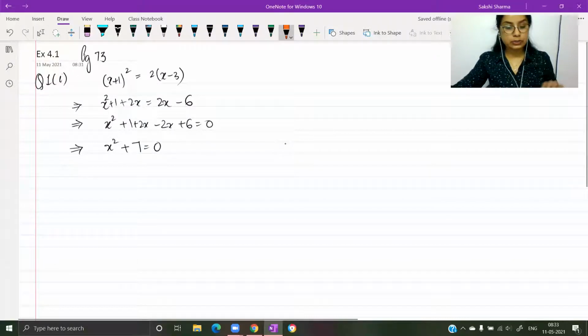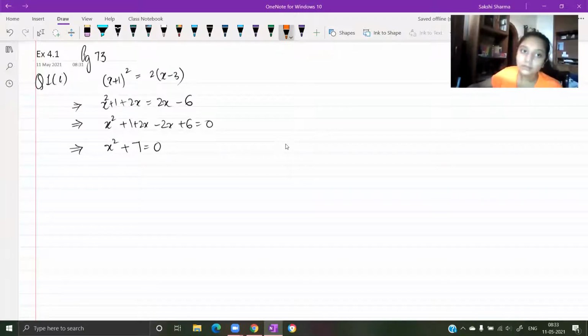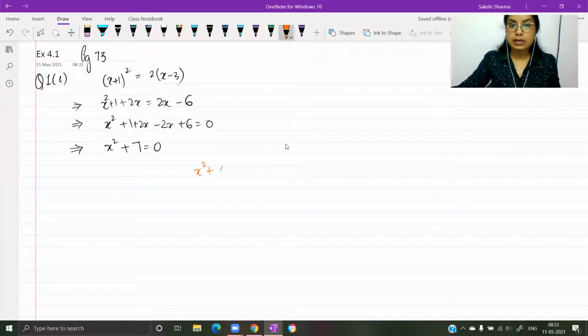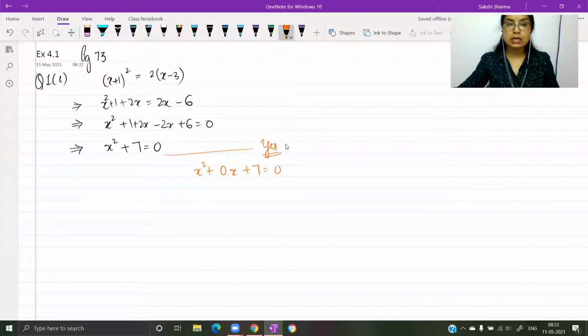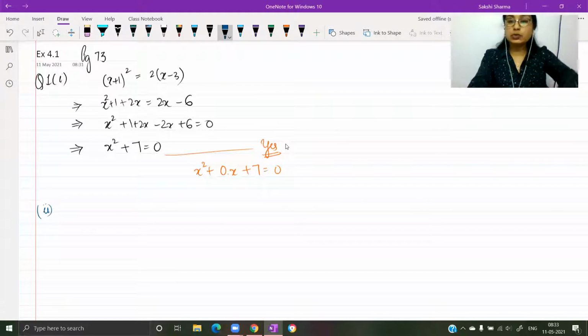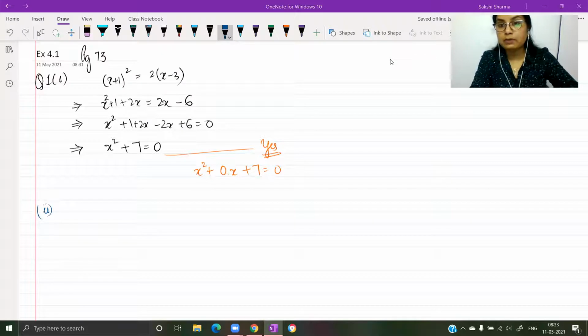Is this a quadratic equation? Yes, ma'am. If we had to write this in the standard form, we could have written it as x square plus 0x plus 7 equals to 0. Although you may give your answer right here that yes, this is a quadratic equation. The highest power of the variable we are looking for is 2. आपके पास x square तक terms होनी चाहिए. उससे lower power वाली अगर missing है वो चलेंगी, but higher power वाली exist नहीं करनी चाहिए.